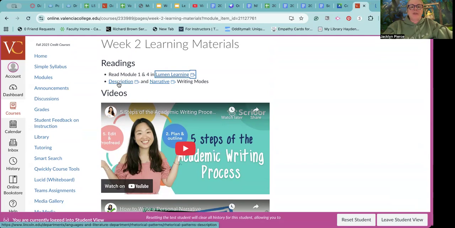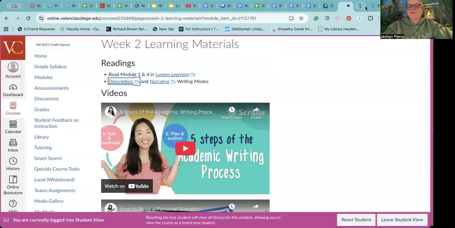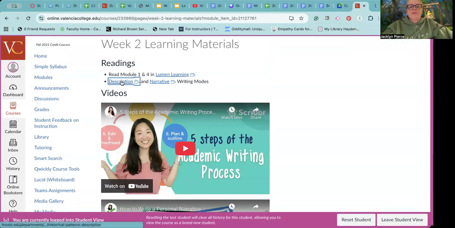These are from Valencia's writer LibGuide. Again, all you have to do to get to them is to click. So take a look at both of those. We are reading about both description and narrative because even though the focus of our first paper is on narrative or telling a story, any good story also involves description. So we're going to be using description inside the larger paper.